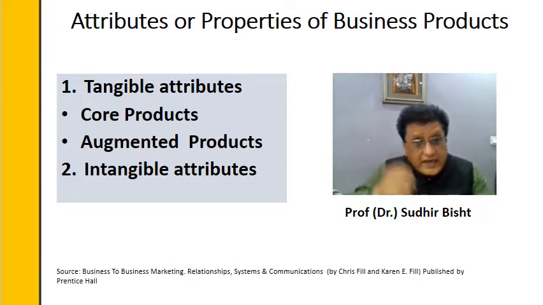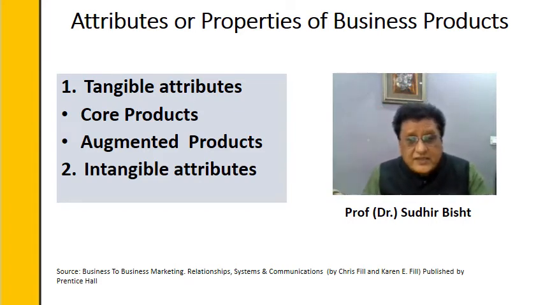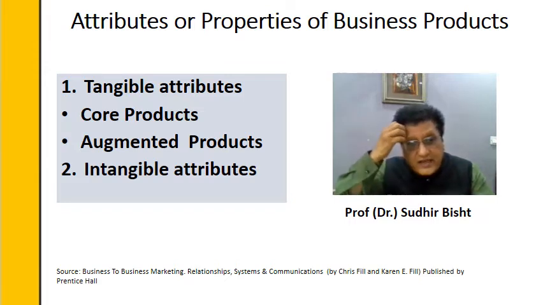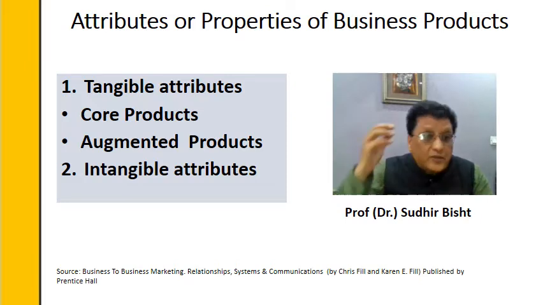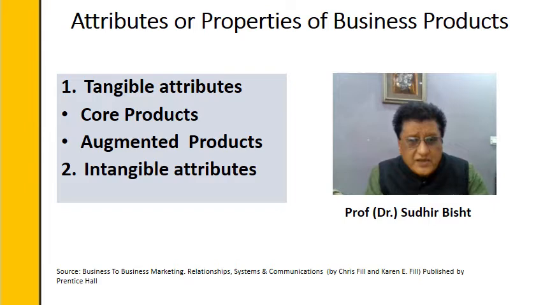Then there are intangibles. So tangible I have explained to you, core and augmented. Then there is intangible. Intangible is something you can't see, you cannot feel, but it provides a kind of atmosphere around a product. Basically, technical services, financial services, extra warranty.